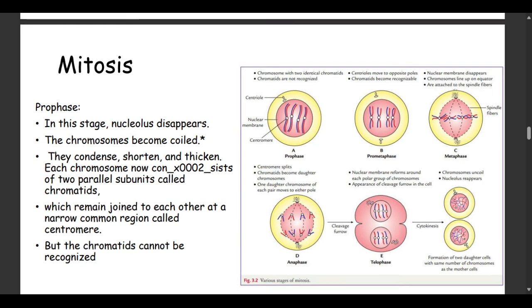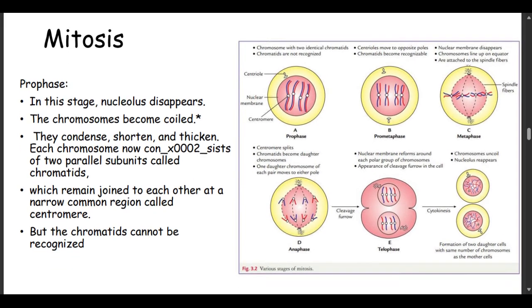So in the prophase, in this stage, the nucleolus disappears. Okay, the first stage, the nucleolus is going to disappear. That is the innermost part, that inner part of the nucleus. So the chromosomes become coiled. That means they condense, and this is the time they almost start to become visible. Like we usually say that the chromosomes are only visible during cell division because that's when they coil up, and the coiling starts at prophase.